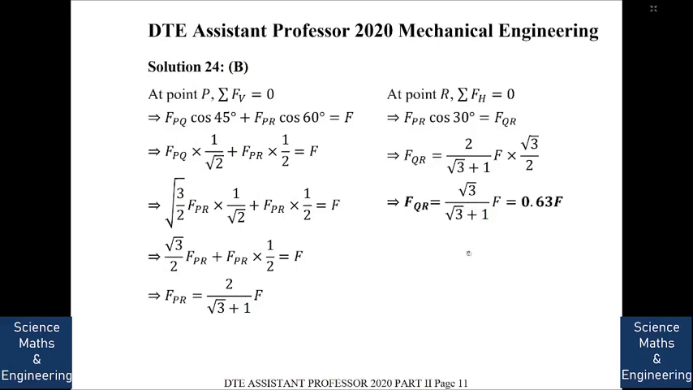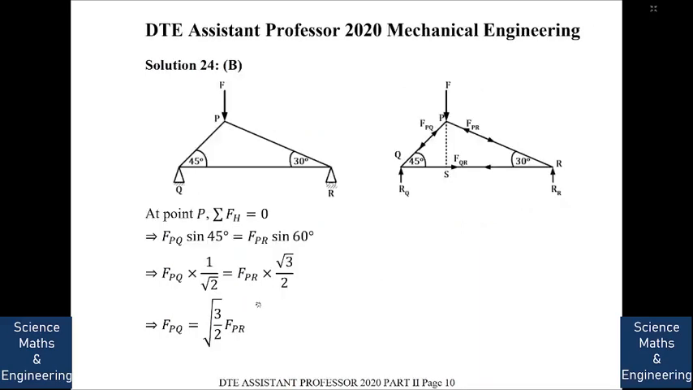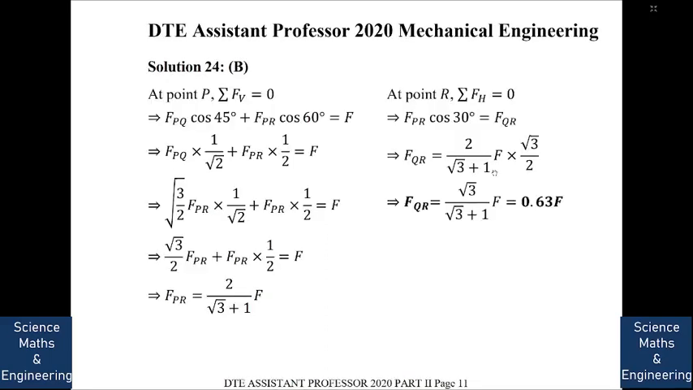So from here we get that F of PR is equal to 2 by root 3 plus 1 F. Next, if we see at this point R, F of PR cos 30 degree minus F of QR would be equal to 0. So F of QR would be equal to, once we substitute the value of F of PR, root 3 by root 3 plus 1 F, which is equal to 0.63 F.